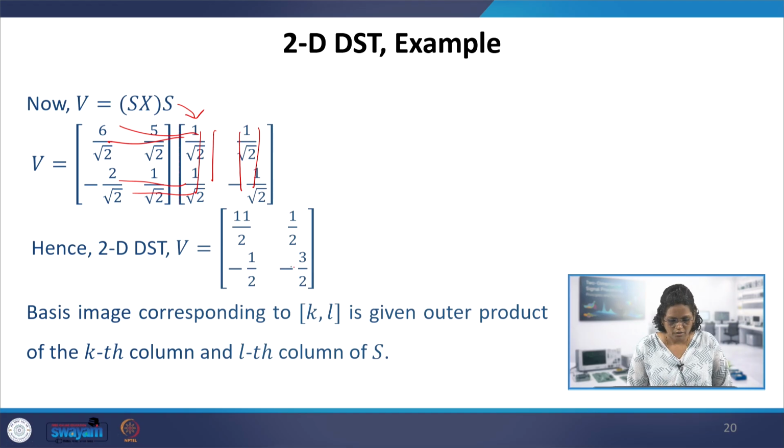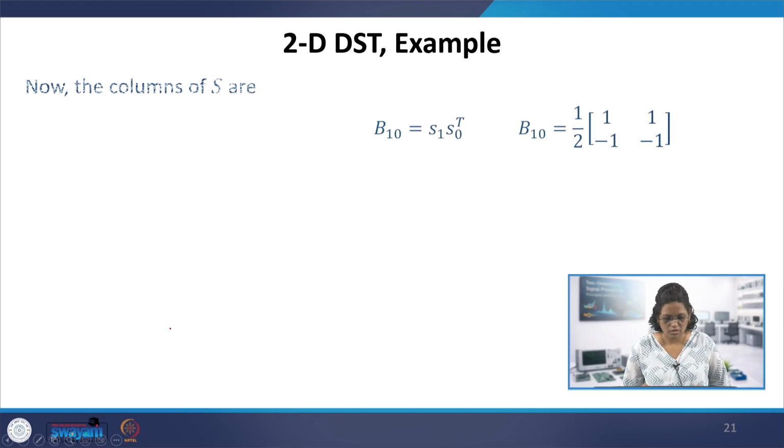Okay, and moreover, what is this V consisting of? Actually, what are the basis images for it? The basis image corresponding to kl is given by the outer product of the kth column and the lth column of S. So how are S and this V related? How can we get back this using the basis images? That's how we are going to do that.